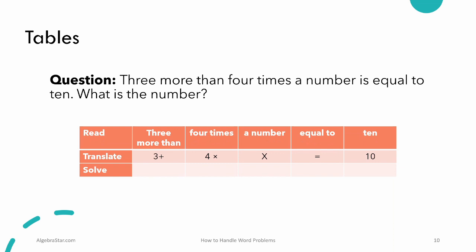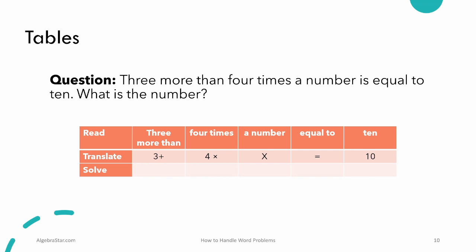To do that, that's going to be 3 more than. That's essentially saying 3 plus. We're adding 3. Then 4 times. Times here means to multiply. So 4 times a number. A number can be any variable that you want to take. In this case, I took x. Is equal to. Equals is just the equal sign, and then 10. So when we translate it into the math form, we have 3 plus 4x, you're multiplying 4 and a number, is equal to 10.